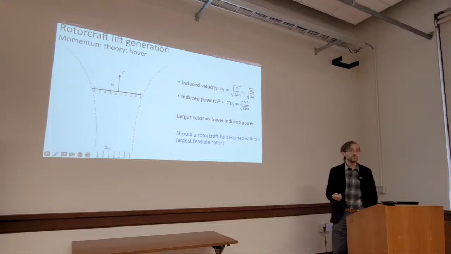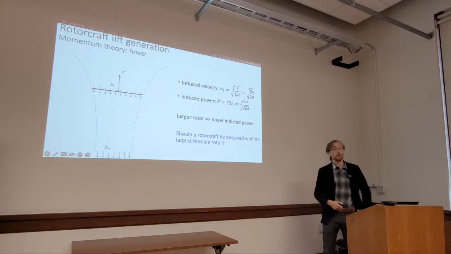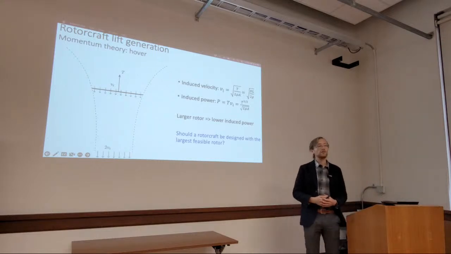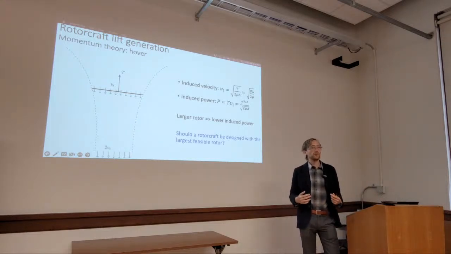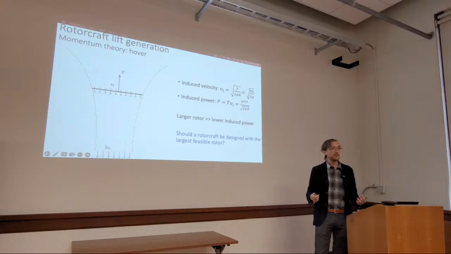And how to achieve a lower disk loading? By having a larger rotor. So this momentum theory tells us that if you want to achieve a given thrust very efficiently, we need a large rotor. So the question I ask is, does it mean we have to try to build the biggest rotors possible for a given vehicle?